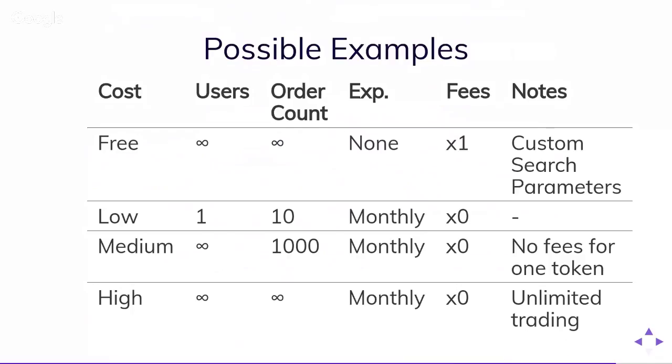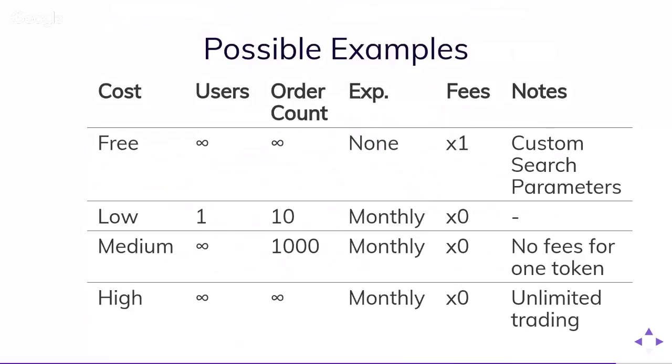Next is, at a medium cost, we might say for unlimited users, you could have up to 1,000 orders live with a pool that will expire monthly with no fees, but only accept orders for one particular token.